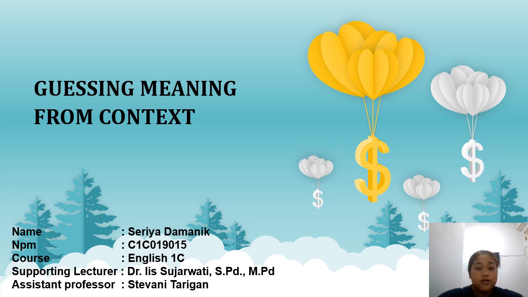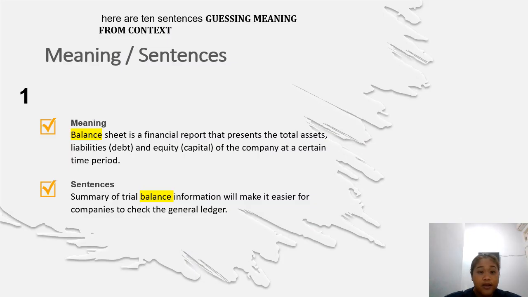Here I will explain guessing meaning from context. Guessing meaning from context is the ability to infer the meaning of an expression using contextual clues. Next, here are 10 sentences guessing meaning from context.